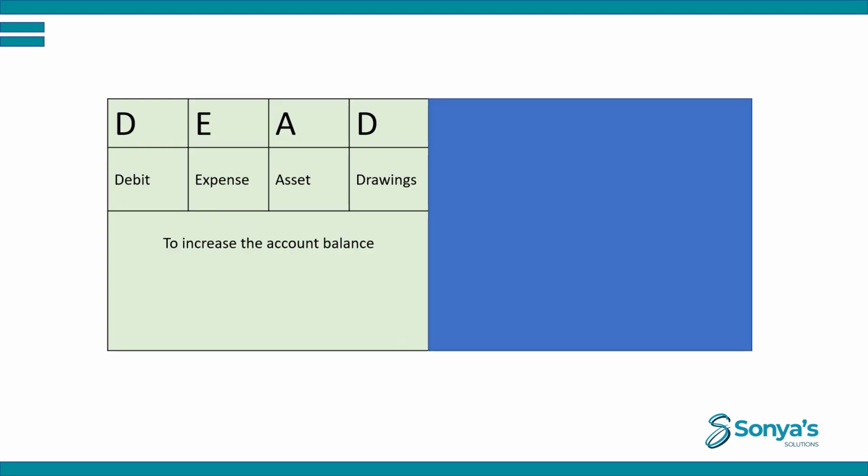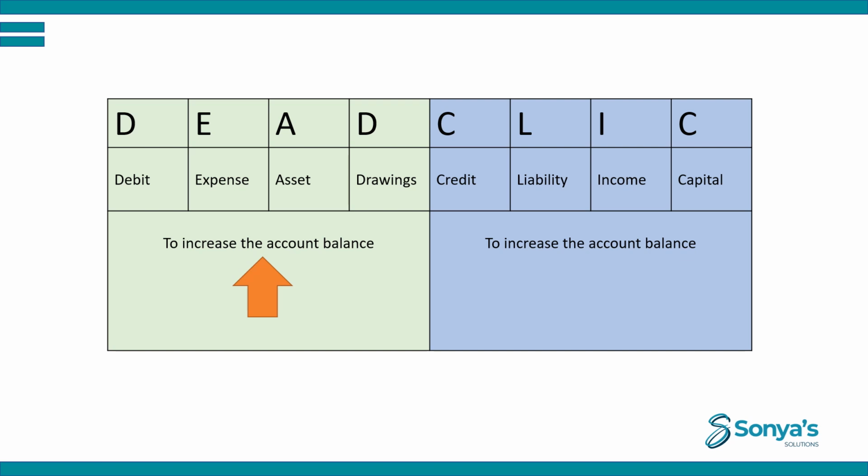There's a mnemonic that helps us use double entry accounts correctly. Expense, asset and drawings accounts are debit records. When we debit them, we increase the account balance. Liability, income and capital are credit records. When we credit these accounts, we increase the account balance. Making an opposite entry reduces the account balance. Make a note of DEBCLIC, as you'll find it very useful to refer to.